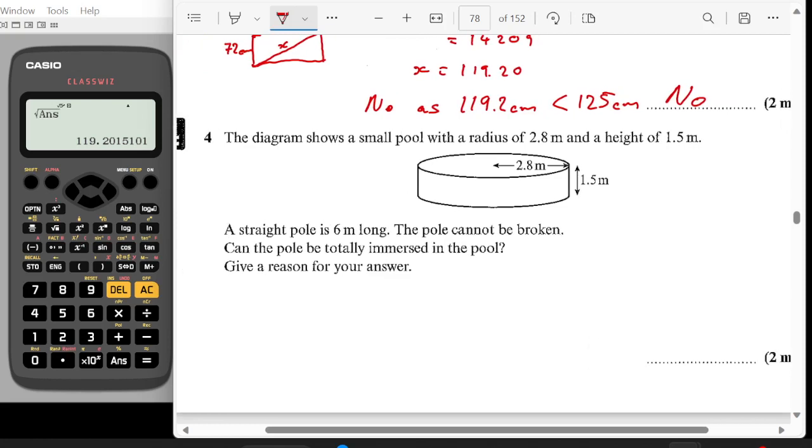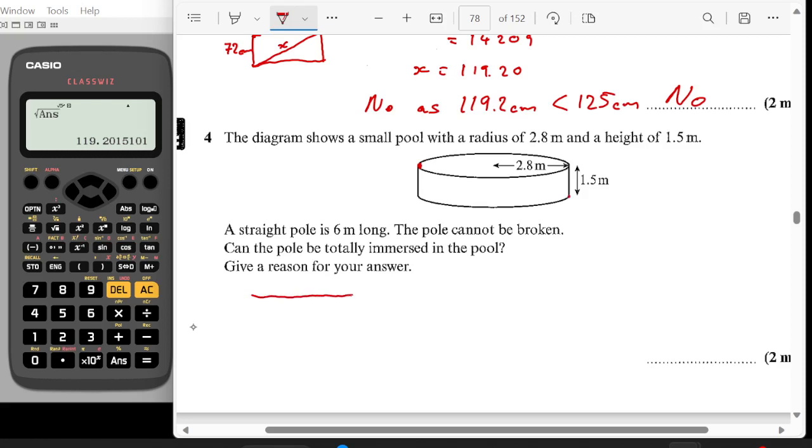Okay, and question 4. This diagram shows a small pool with a radius of 2.8 meters and a height of 1.5 meters. A straight pole is 6 meters long. The pole cannot be broken. Can the pole be totally immersed in the pool? So if we think for it to be totally immersed, it would have to go from there to there.